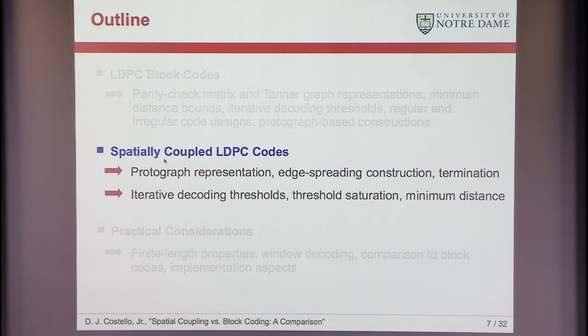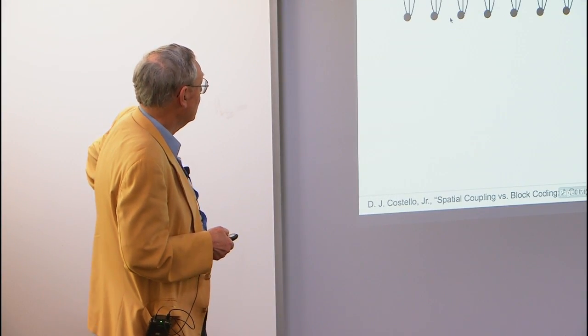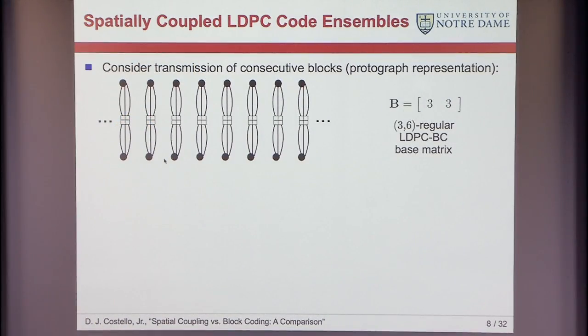Now, I didn't mention irregular codes here, but the spatially coupled codes, in some sense, can be viewed as trying to combine the best properties of regular codes and irregular codes. The regular codes, as we saw, are asymptotically good in terms of distance. The irregular codes, of course, can do much better in terms of thresholds. So the spatially coupled codes, we can consider it this way.